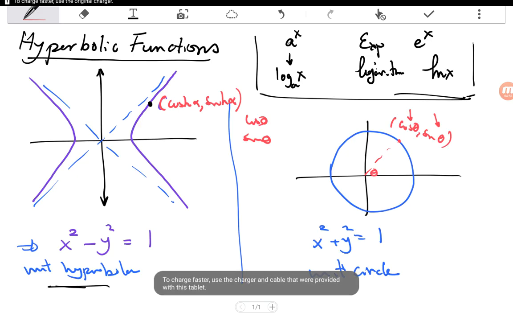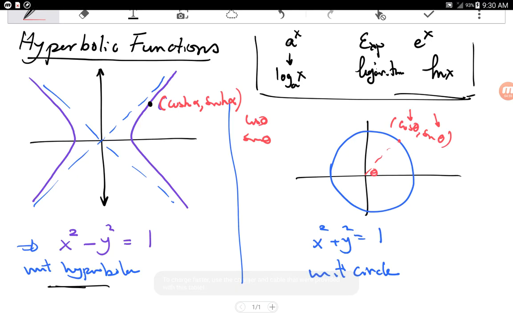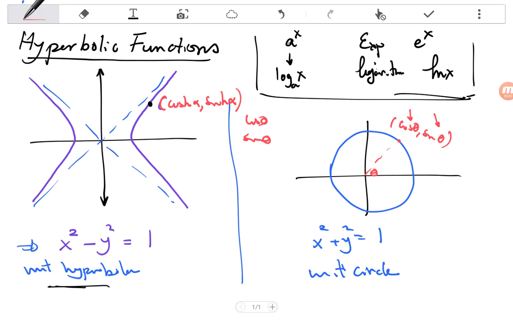It is pronounced in Alexandria University to be shine. In some other universities, it is pronounced sinh or sinsh. There are many pronunciations for the same function, but in Alexandria University we just call it cosine and sine. So these are the new coordinates for a point moving on the unit hyperbola, just as an analog to the circular functions or the trigonometric functions, which were cosine theta and sine theta.